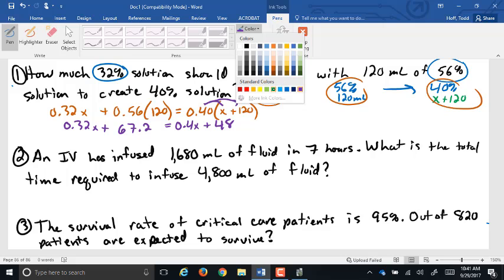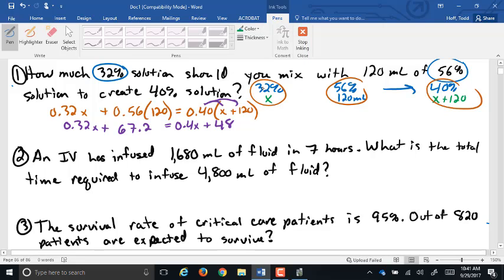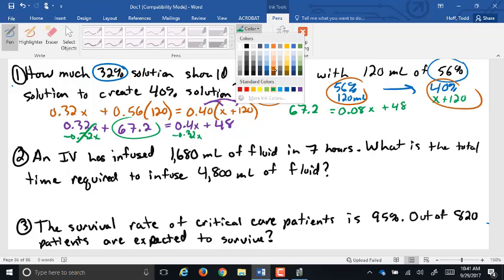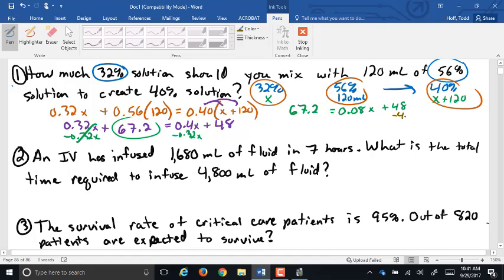X appears twice, so we need to get rid of one, and we'll get rid of the 0.32. Exactly. So we have the 67.2 on one side. 0.4 minus 0.32 is 0.08X plus 48. We'll subtract the 48. We've got 19.2 equals 0.08X. And then divide by the 0.08.